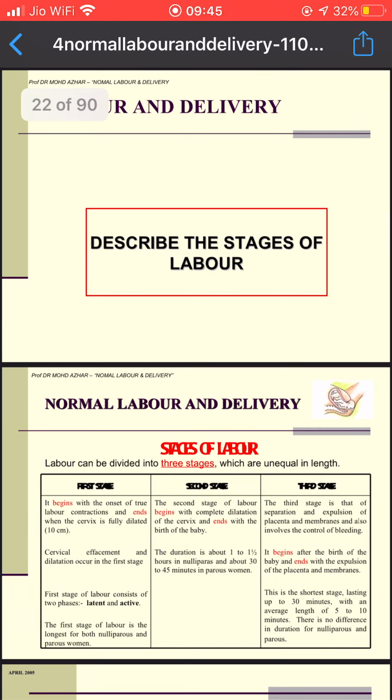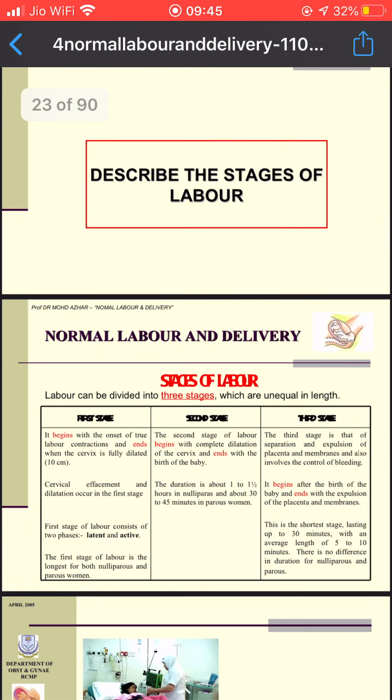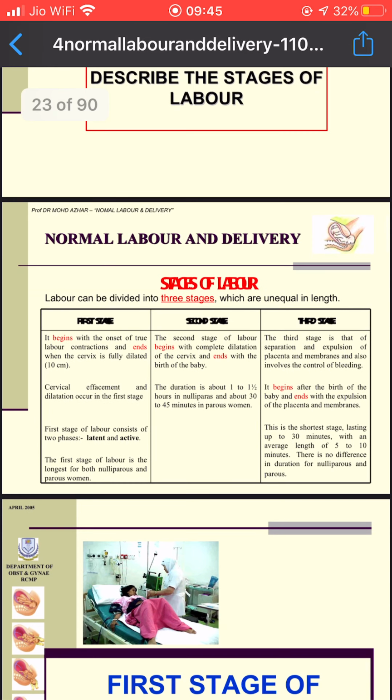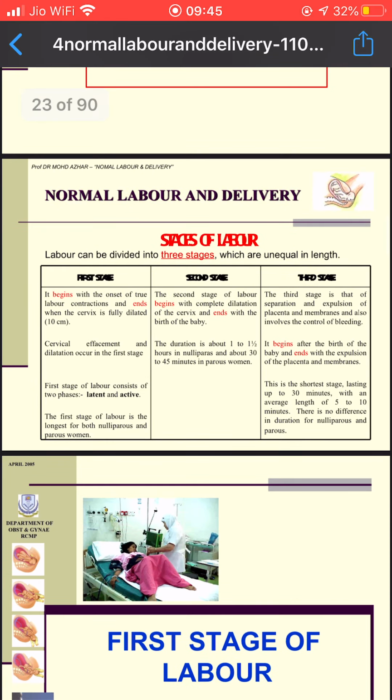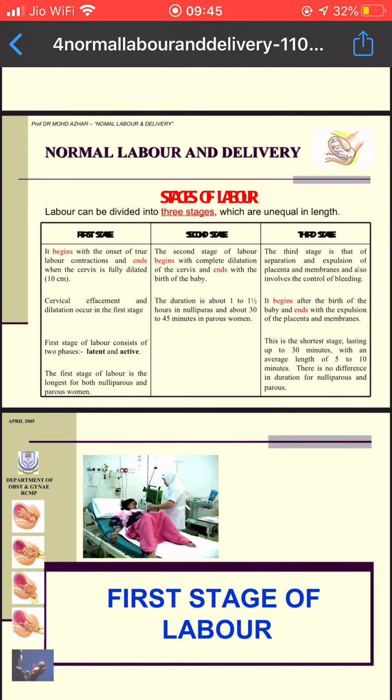Now, what are the stages of labor? There are 3 stages of labor: first, second, and third. What defines the first stage? It begins with the onset of true labor contractions and ends when the cervix is fully dilated, that is 10 centimeter. Cervical effacement and dilatation occurs in the first stage. The first stage of labor is divided into latent and active. It is the longest for nulliparous and becomes slightly shorter for multiparous women.